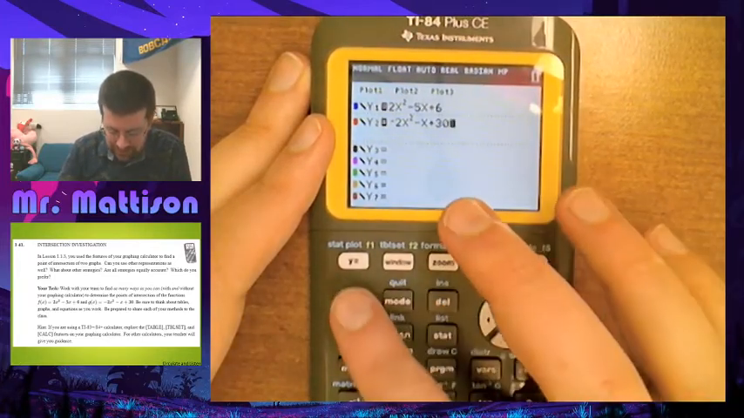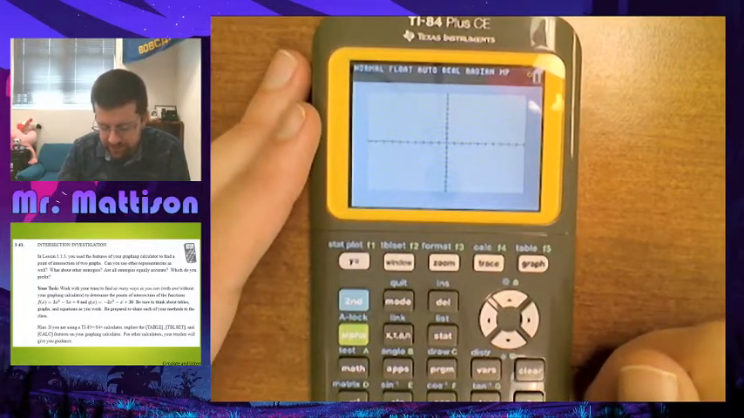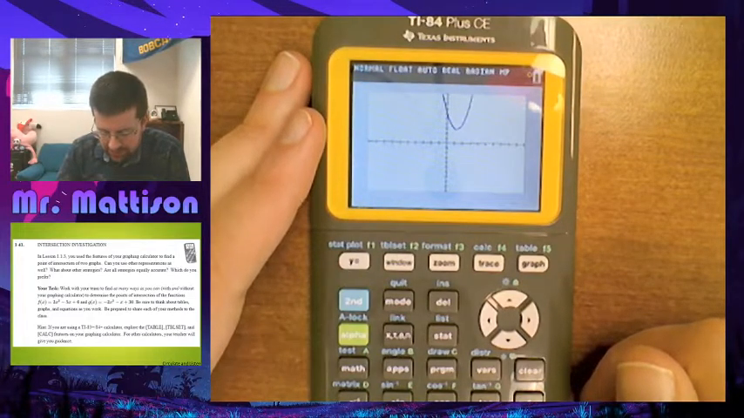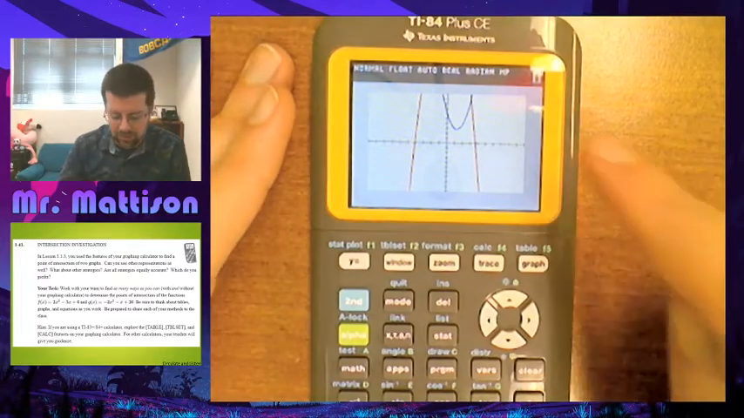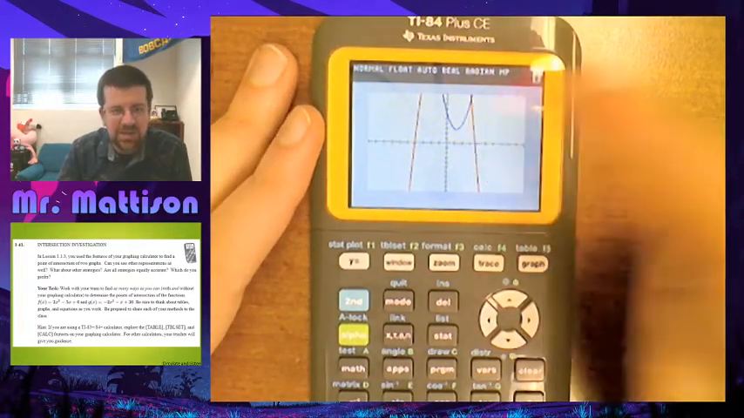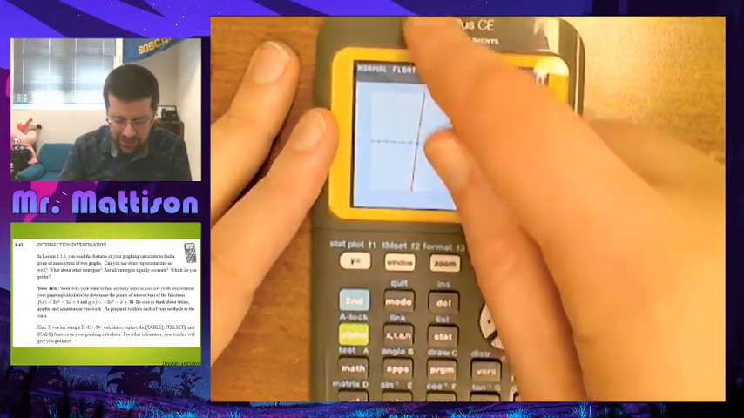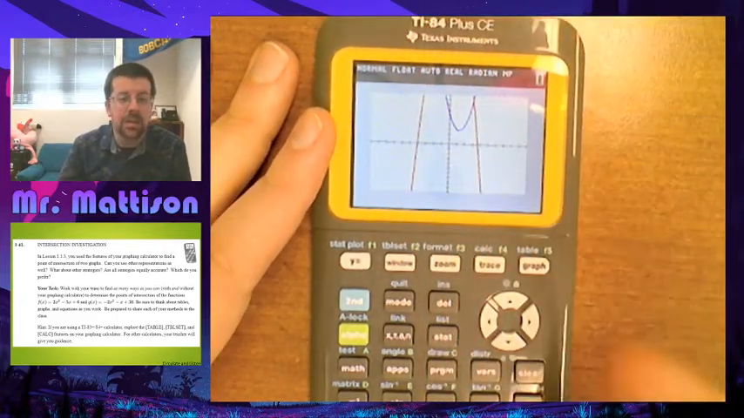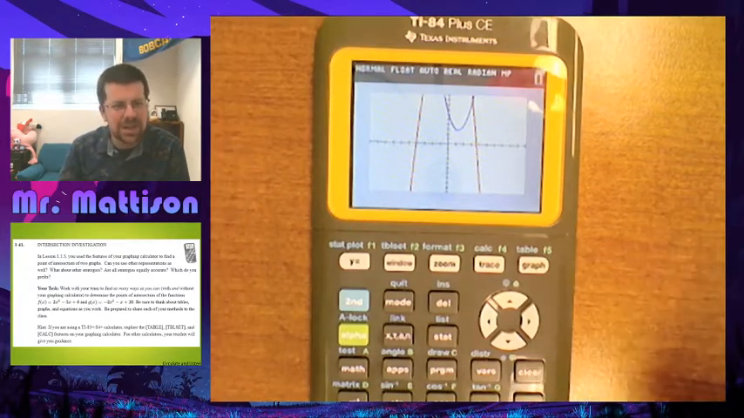TIs are picky about that kind of thing, so just watch that. So if I then graph it on the standard window, I see one graph there, and then I see another part of the graph there. So I can see one intersection right there, so that's nice, but there's going to be another one, right? This blue graph is going to keep on going up, and this red graph is going to hit it up there at some point, up higher.